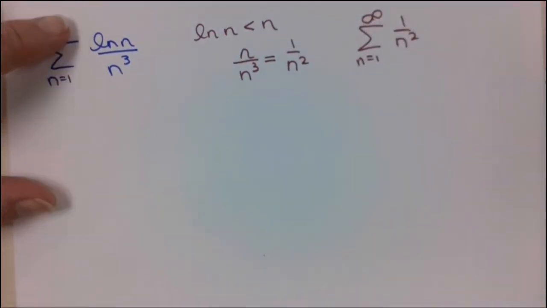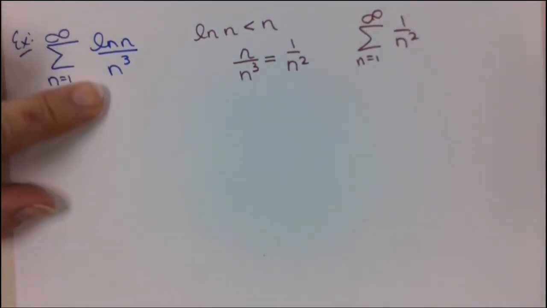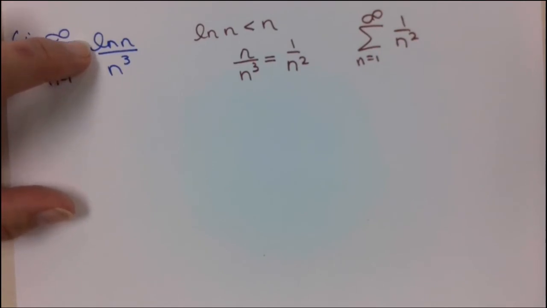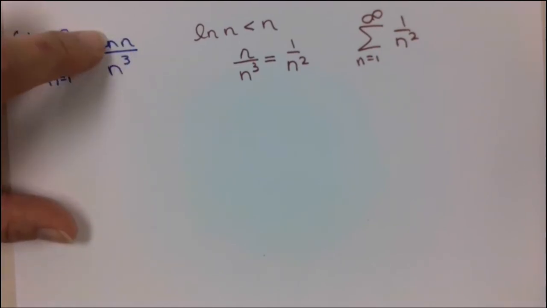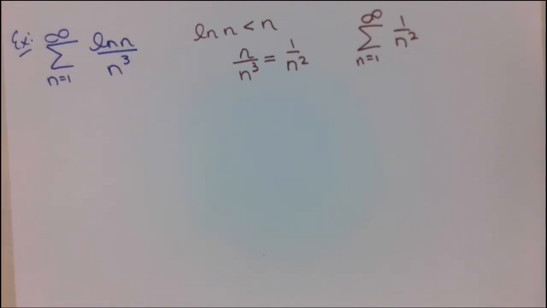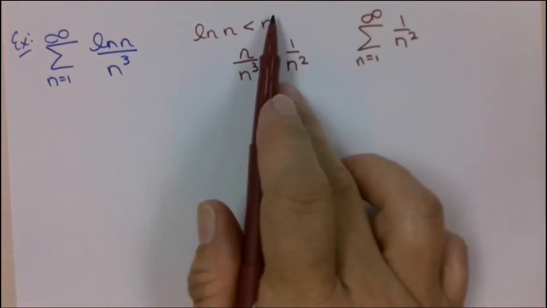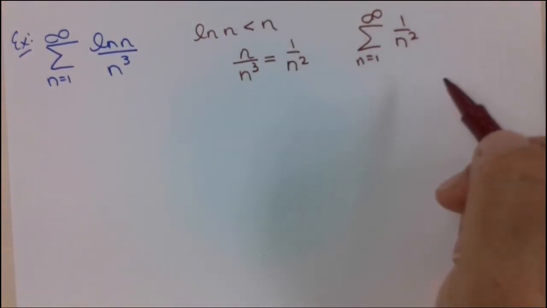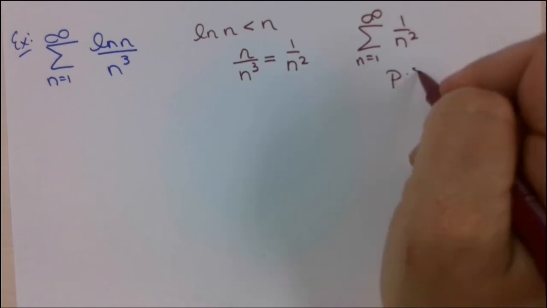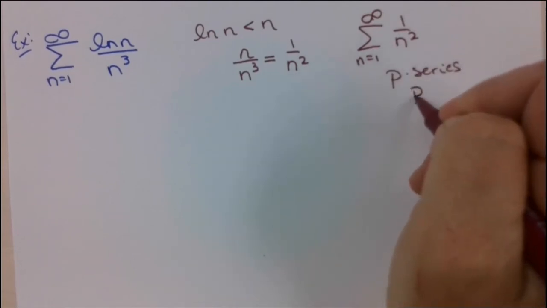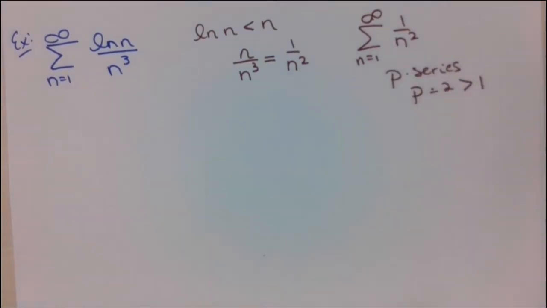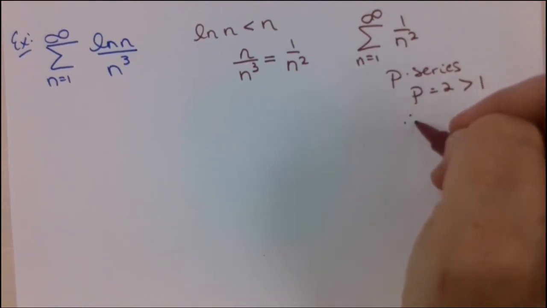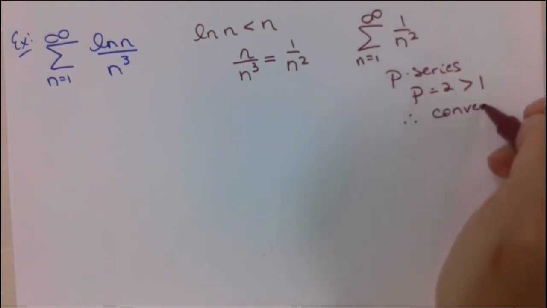What we're doing here is just trying to treat this like a p series and approximating natural log of n with another function that's just n to a power, in this case, n to the first power. So we're comparing to 1 over n squared. This is a p series. P is equal to 2, which is greater than 1, and therefore this series converges.